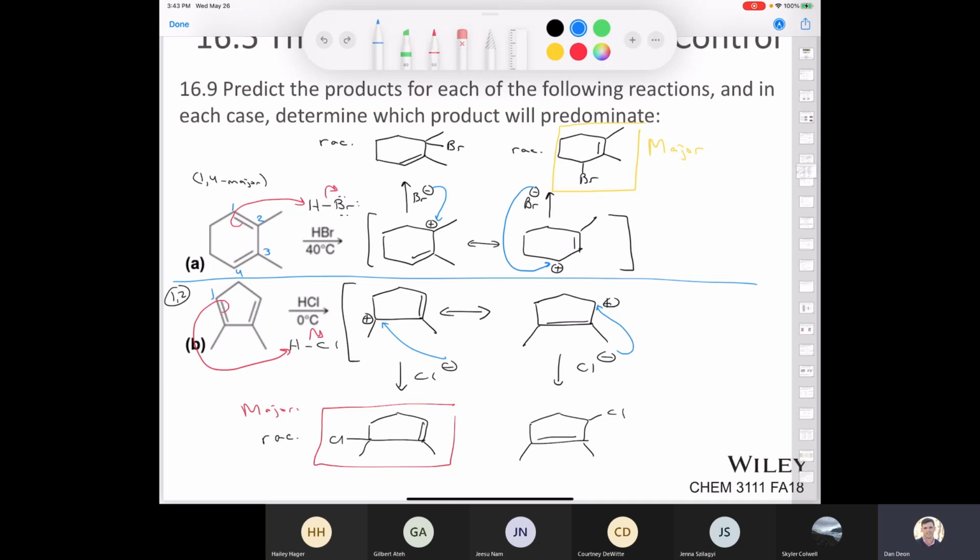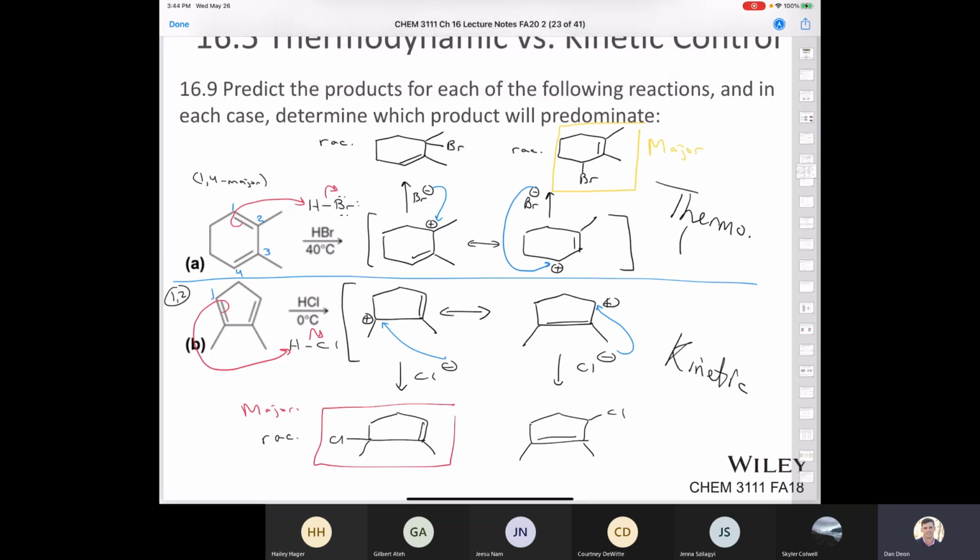We've looked at the formation of some products using thermodynamic conditions and kinetic conditions. So remember the first example, 40 degrees Celsius, these are thermodynamic conditions. And then here we looked at kinetic conditions. And in thermodynamic conditions, 1,4 is going to predominate, and in kinetic conditions, 1,2 is going to predominate.